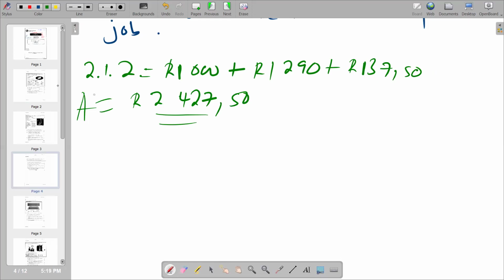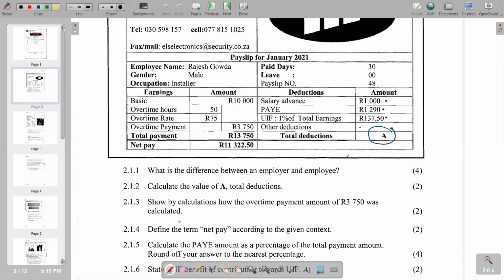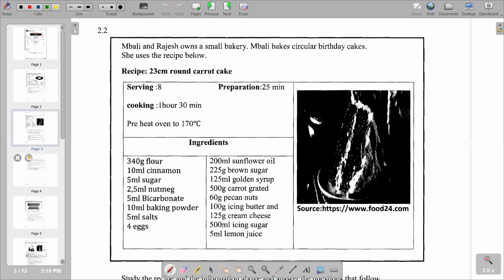We go to our next question, which reads, show by calculations how the overtime payment of 3,750 was calculated. So our overtime is here. The question is, how did we arrive at this 50? And then overtime rate is 75 rand. So 50 times 75, you're supposed to get this 3,750. You can just show that as a proof.